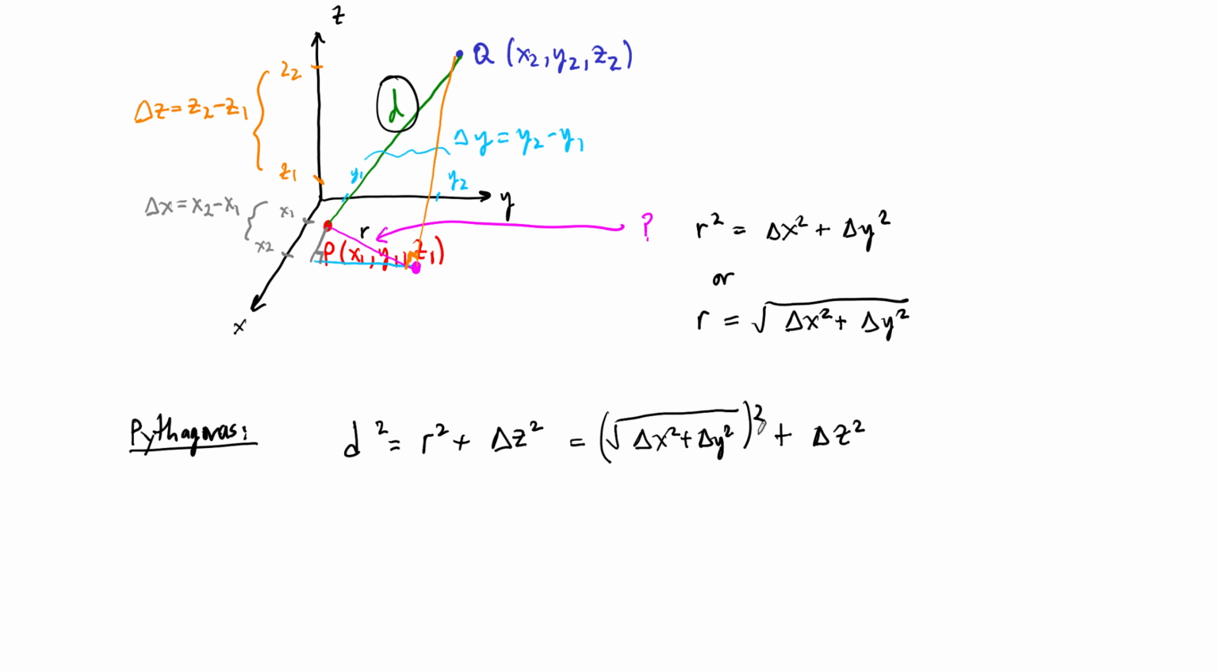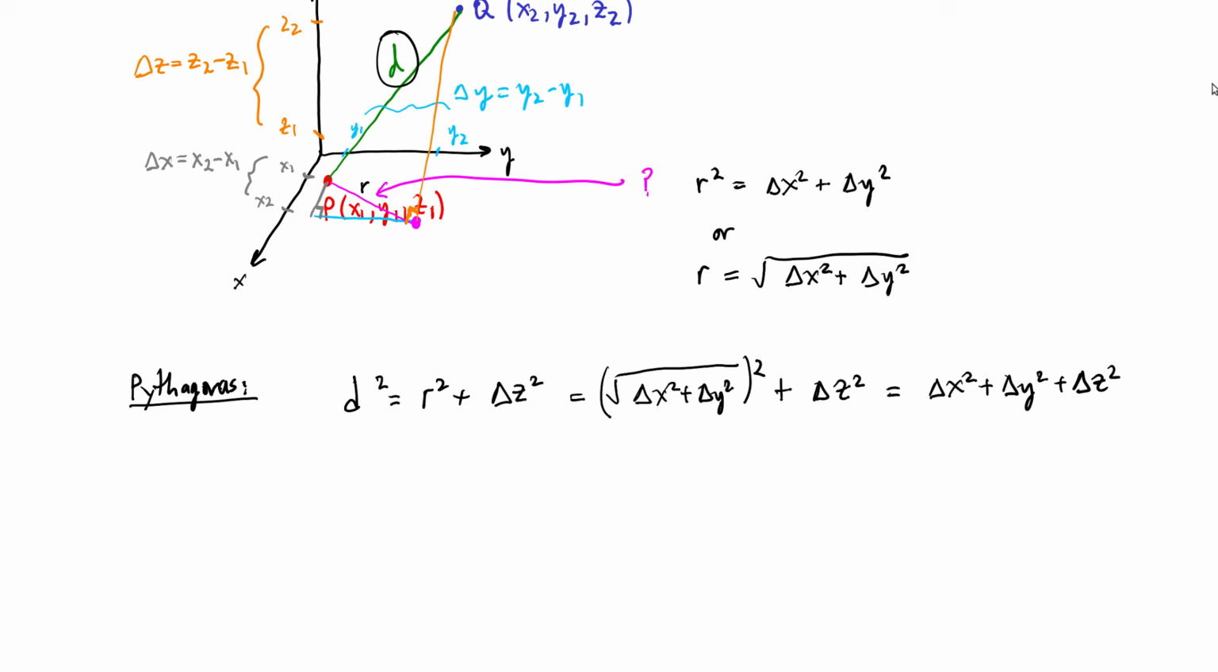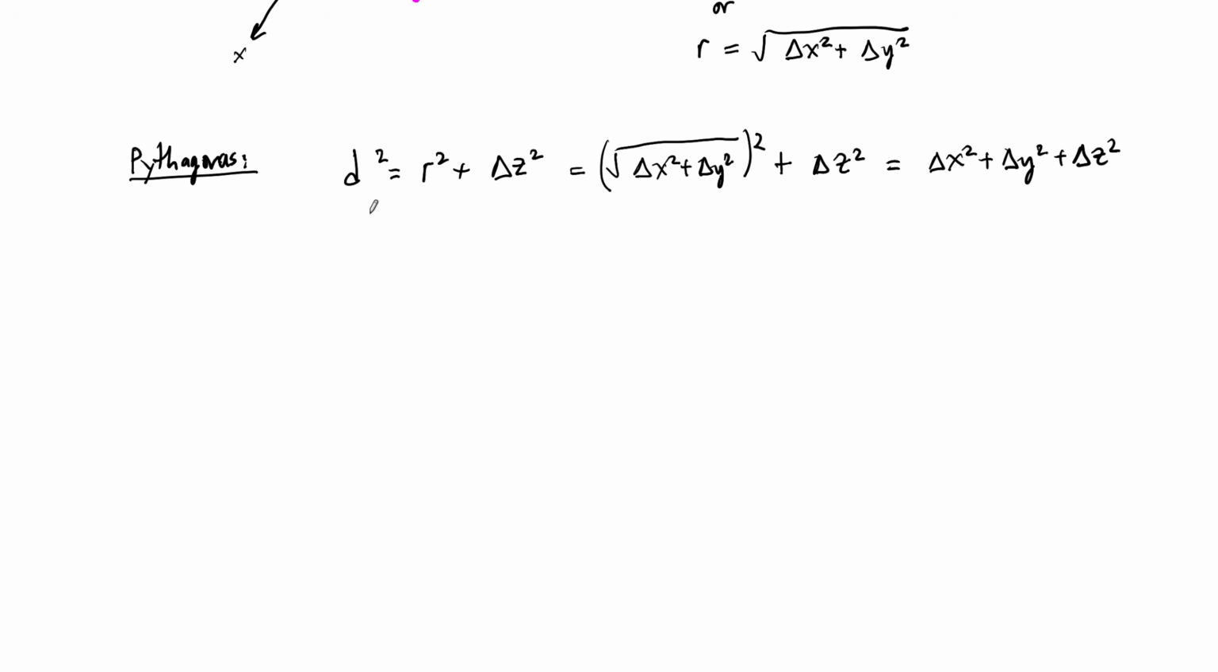Obviously, when you square a square root, everything here is positive, so squaring a square root leaves us with just delta x squared plus delta y squared plus delta z squared. And so what does this tell us? Well, remember d is the distance between our points. So what we end up with is a formula for the distance between P and Q, these 2 points whose coordinates were given, and we have to square root everything.